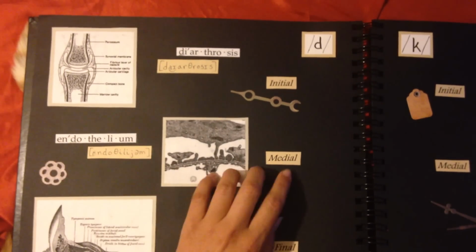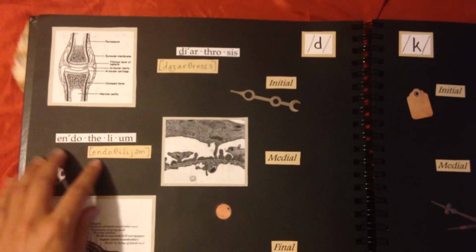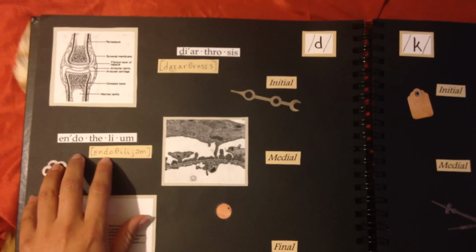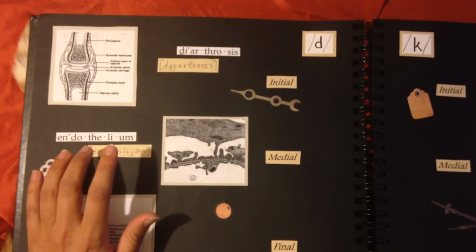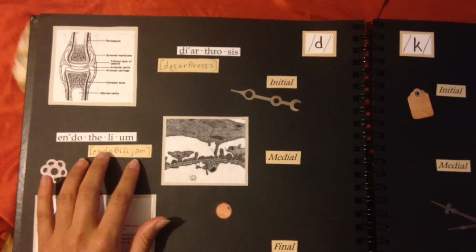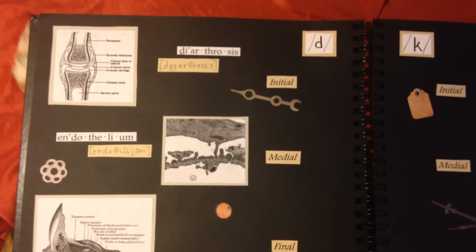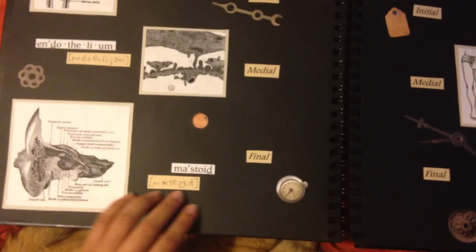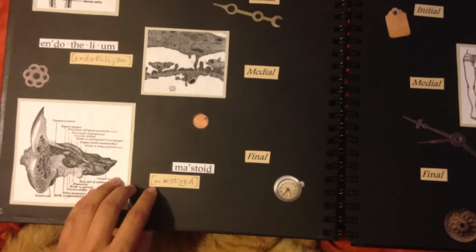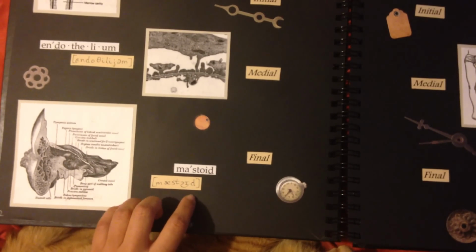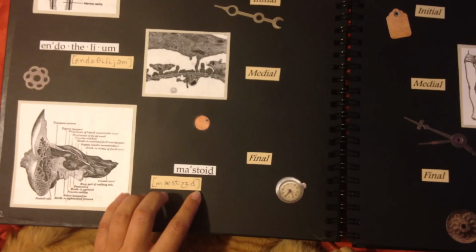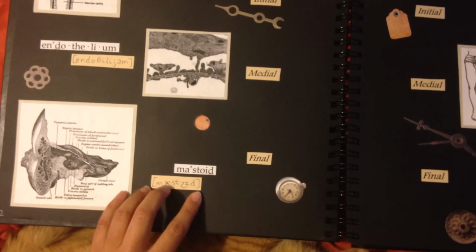And for the medial position, I have endothelium. The d sound is in the middle of the word. And then for the final position, I have mastoid, because the d is at the end of the word. The d.